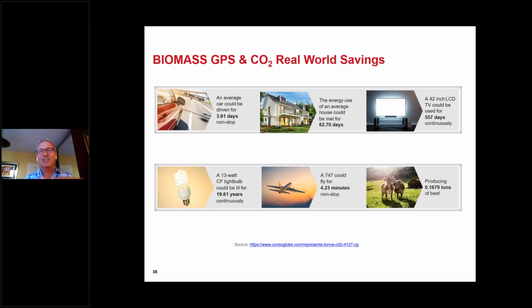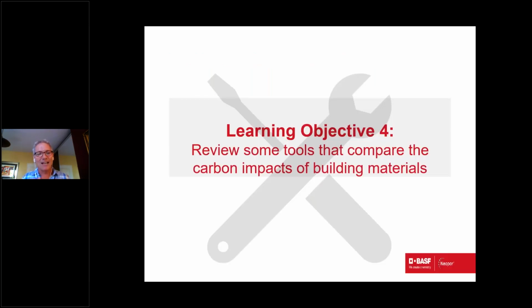So I put these in there just to give you a frame of reference. I could produce a little bit of beef. So it helps us compare, what is that? In my last few minutes here, I just want to wrap it up and we'll talk about some tools and what this really means.